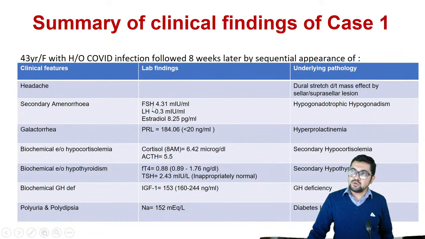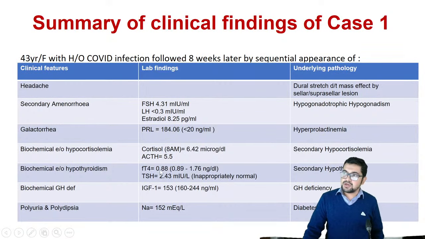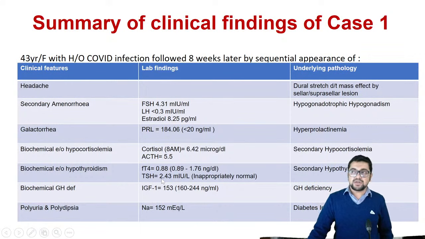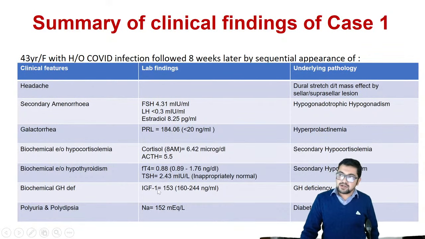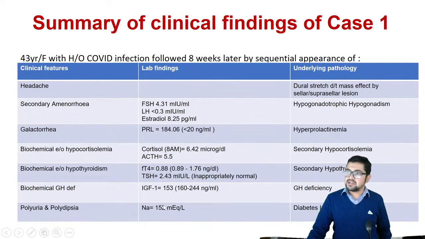Biochemically, she had low FSH, LH, and estradiol, indicating hypogonadotropic hypogonadism. Her prolactin was high, indicating hyperprolactinemia. The basal cortisol and ACTH both were low, indicating secondary hypocortisolemia. The free T4 was low and the TSH was inappropriately normal, indicating secondary hypothyroidism. The IGF-1 was low for her age and gender, and she also had hypernatremia, indicating diabetes insipidus, which was central.